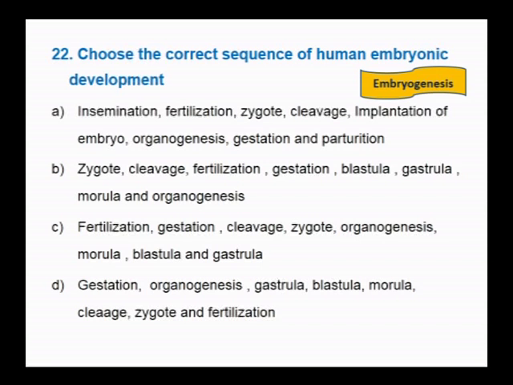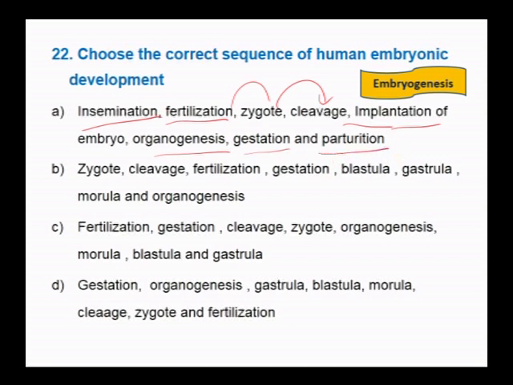Pre-fertilization and post-fertilization events. Insemination. Insemination is a process of release of sperms into the vagina during sexual intercourse. So that leads to fertilization. Fertilization leads to zygote. Zygote undergo cleavage. That is a repeated mitotic division. It results in the formation of morula, blastula and so on. Then there is the implantation of embryo. Then organogenesis, the process of formation of organs. The complete duration required for the development of embryo is gestation period.